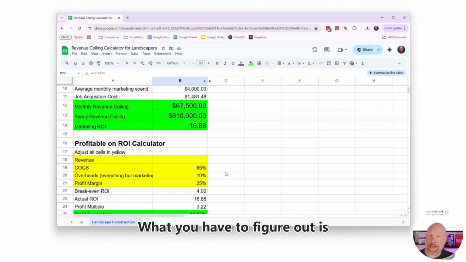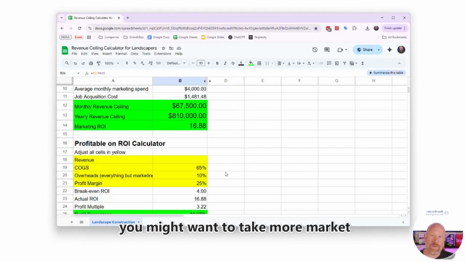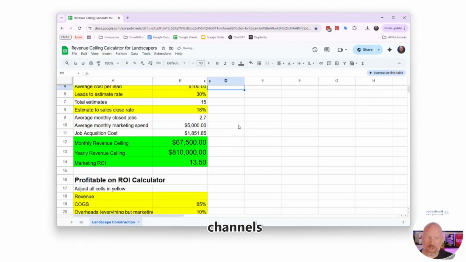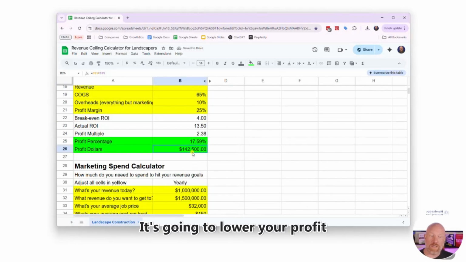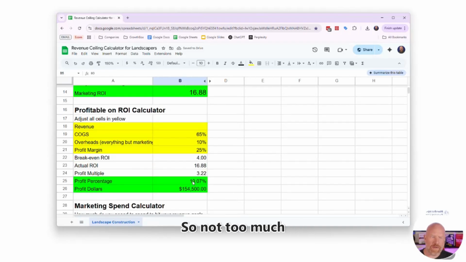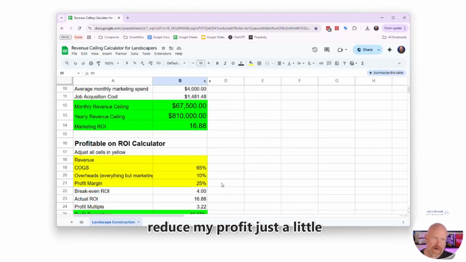What you have to figure out is whether you're in growth mode or you're in profit mode. Because if you're in growth mode, you might want to take more market share and spend more on marketing. Maybe you're now spending 100 because you're opening up to more channels. That's going to lower your marketing ROI. It's going to lower your profit, but it didn't lower it a ton. You went down to 17.5% versus that 19% that was there. So not too much, just about 1.5%. So this allows you to project out how aggressive you could be in the market if you wanted to take more market share and reduce your profit just a little bit.